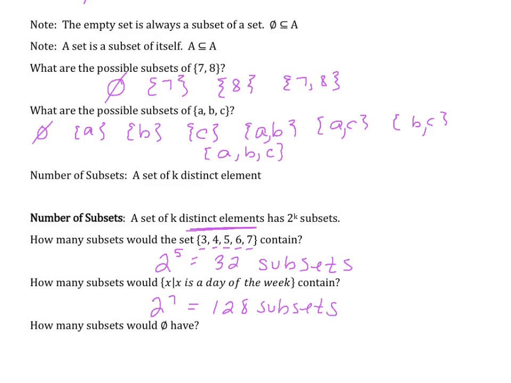How many subsets would the empty set have? Well, the empty set has no elements in it. So 2 to the 0 power, and remember anything to the 0 power is equal to 1. So it would have 1 subset, and that subset would be just the empty set itself.